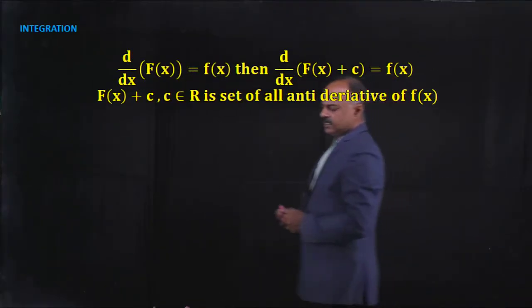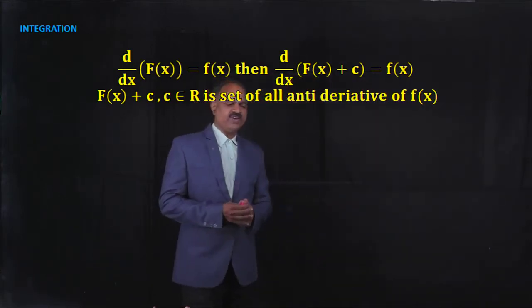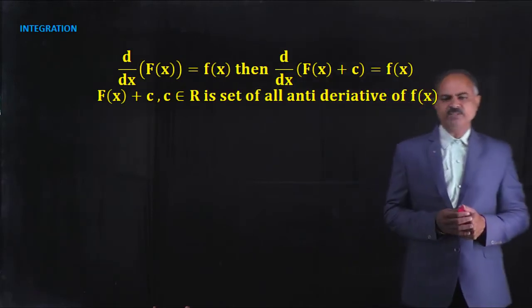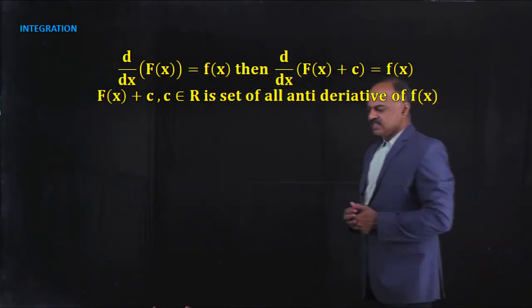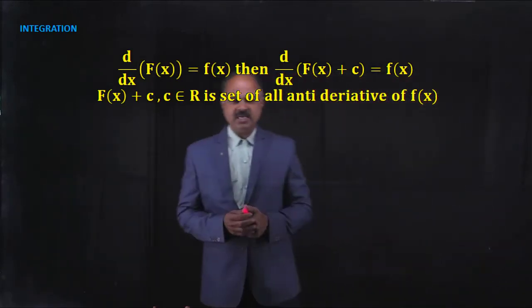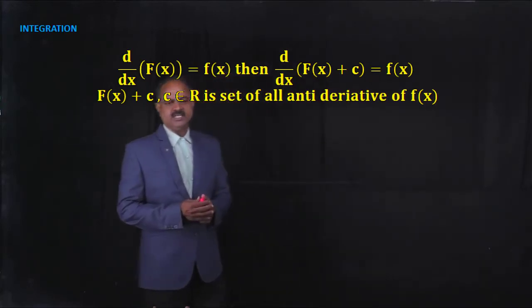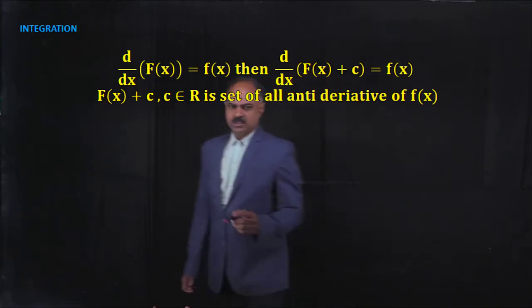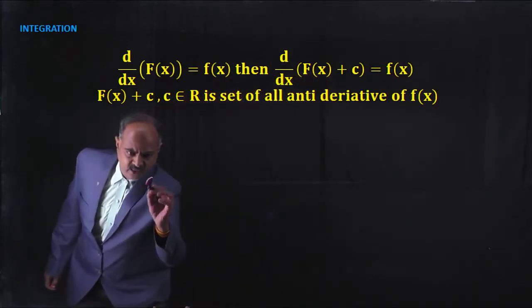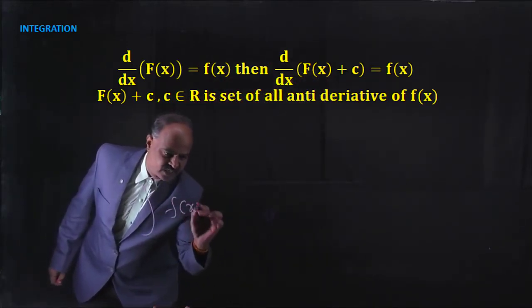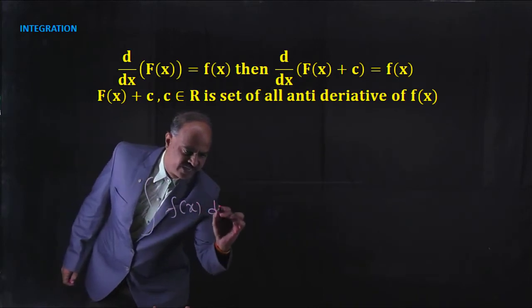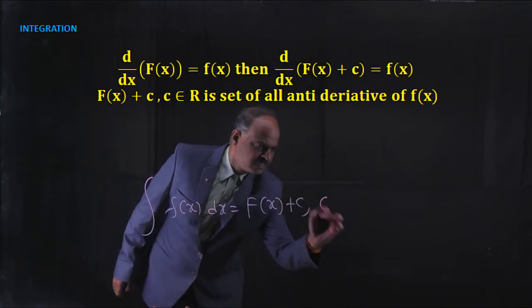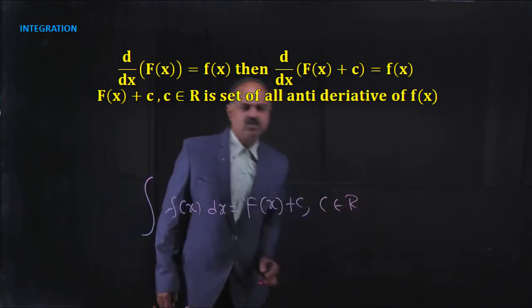Next, d by dx of capital F of x equal to f of x, then d by dx of capital F of x plus c equal to f of x, then capital F of x plus c, c belongs to R, is the set of all antiderivatives of f of x. Integral f of x dx equal to capital F of x plus c, c belongs to R.